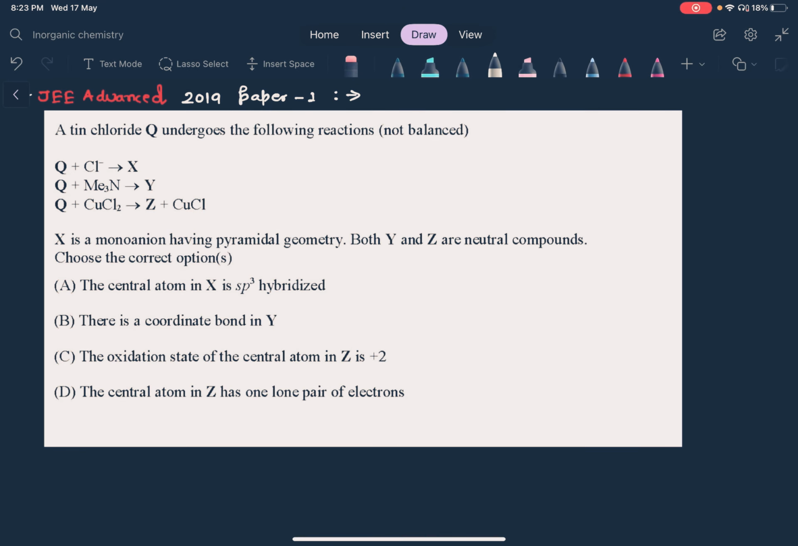So in this video, we are going to discuss one of the questions of group 14 that came in JEE Advanced 2019 paper 1.